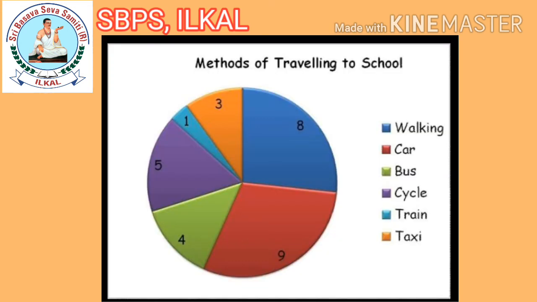One more relevant example for this pie chart. Every day you all come to school by different ways of transport. Here is a pie chart of methods of traveling to school: walking, car, bus, cycle, train and taxi. By using all these ways of transport, some students come to school. All together, it is 360 degrees. If you draw a pie chart, it will be exactly like this, children.